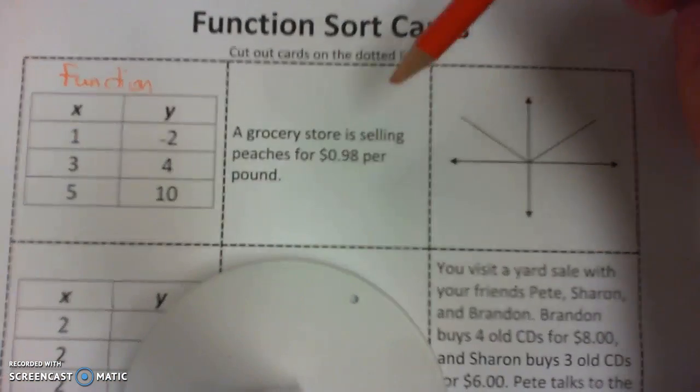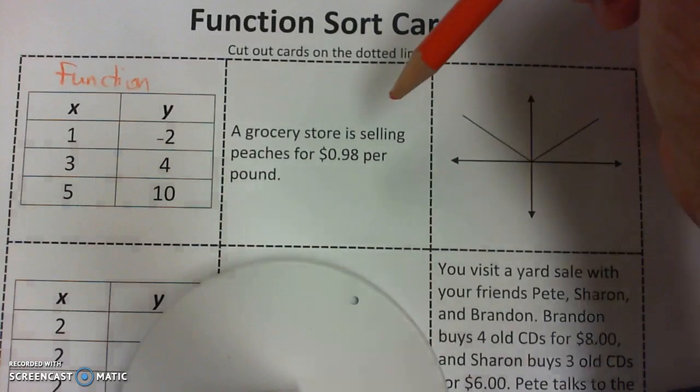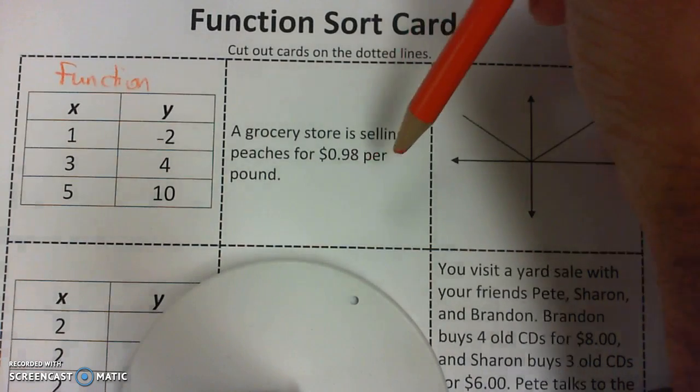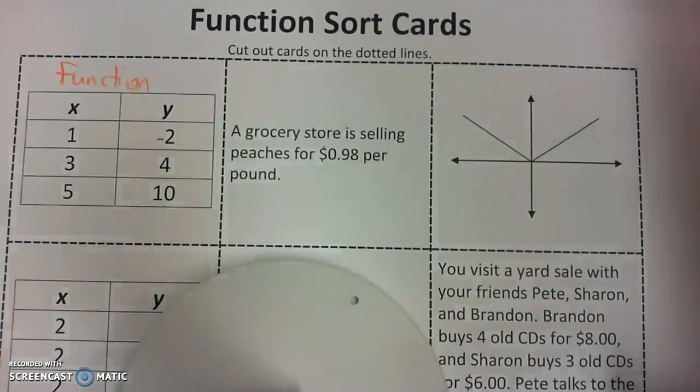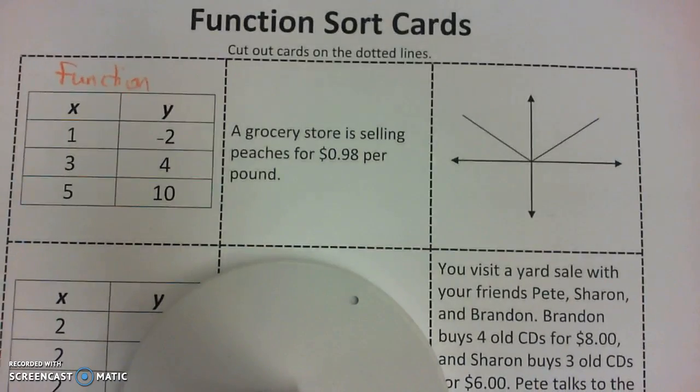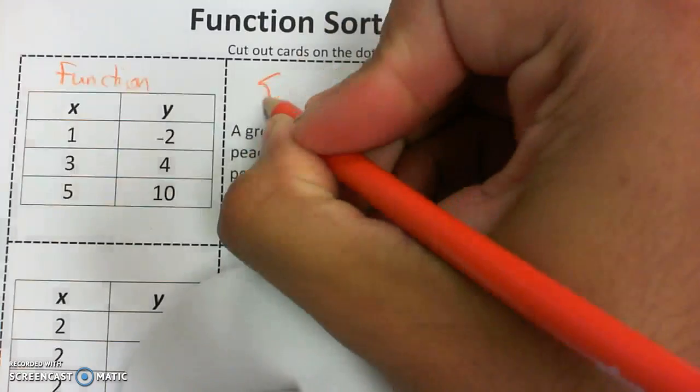A grocery store is selling peaches for 98 cents per pound. So every pound you're going to be paying 98 cents. So every time you put in a pound, you're only going to get one price out of it. So this situation is also a function.